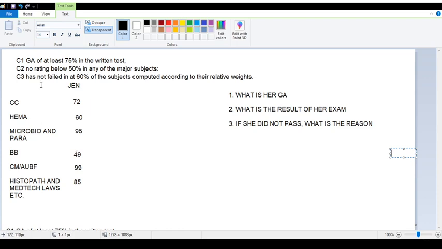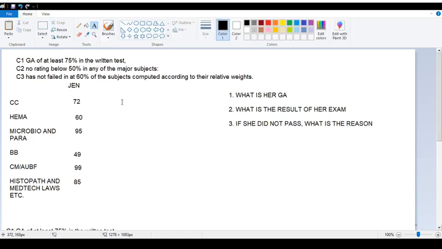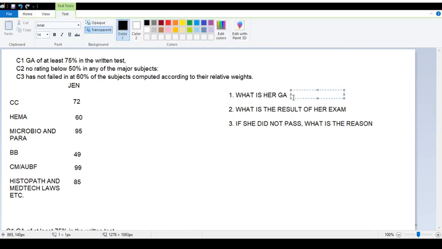Ang sinasabing criteria number 3 has not failed. So, ibig sabihin, dapat pumasa yung taker dun sa subjects na at least 60%. Okay? Kaso, bumagsak siya sa 60%. So, ibig sabihin, Jen already failed the examination. But we still need to answer the 3 questions here. So, in your quiz, it is like this also. You have to answer 3 questions. May tatlong blank doon, so kailangan yung sagutan yung tatlo. So, what is her general average?